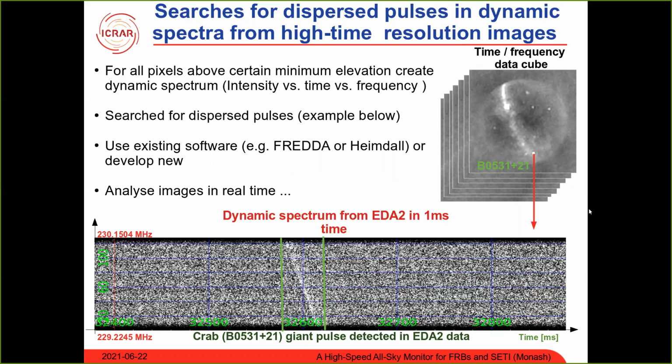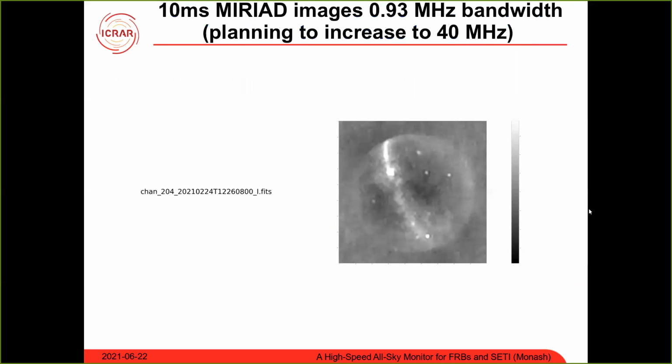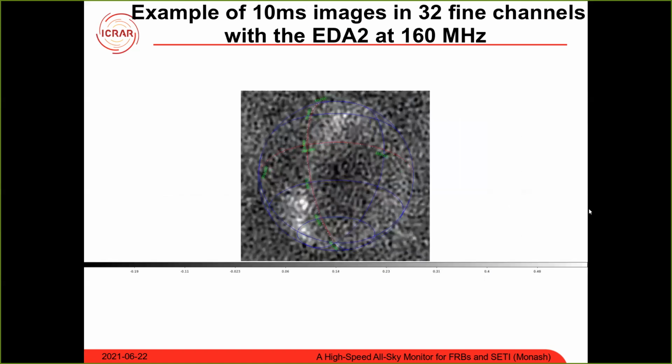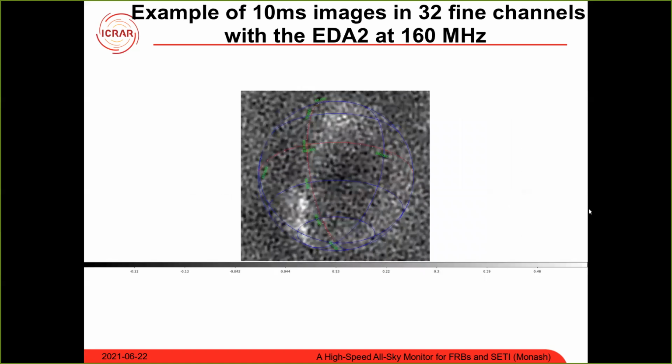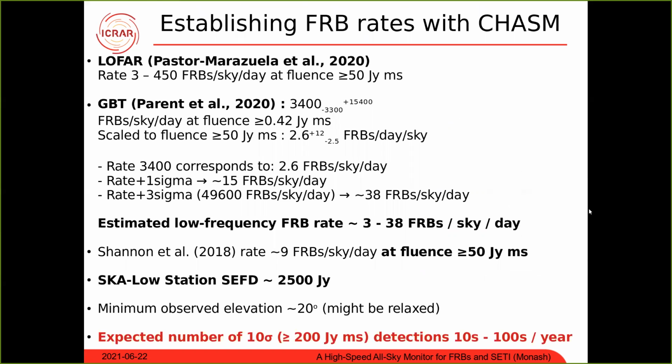So you can see here the detection of an actual dispersed pulse, not a very high signal to noise ratio, but this is a Crab giant pulse detected in a 1 megahertz coarse channel using the EDA2 station, using standard software for FRB searches. Here are some examples of 10 millisecond images. That is the kind of 10 millisecond image in 1 megahertz bandwidth. But when we fine channelize, it will become really noisy, but you can still see the galactic plane in this 10 millisecond fine channel image.